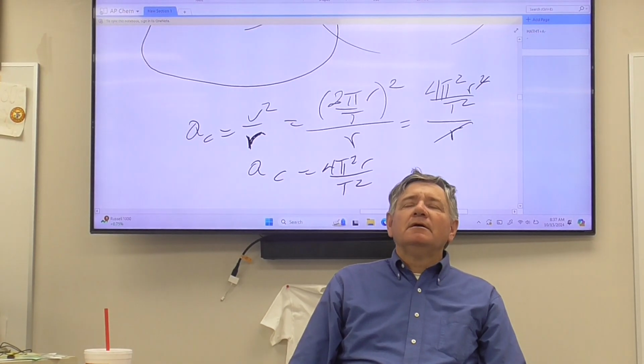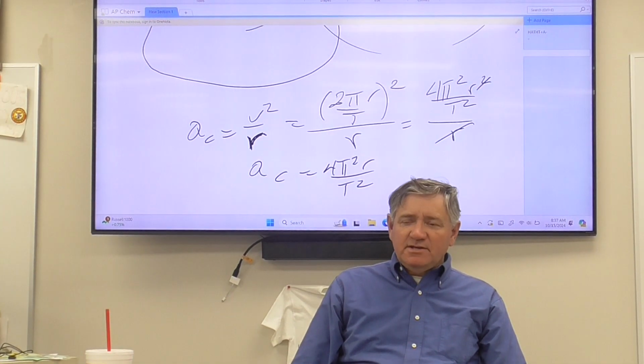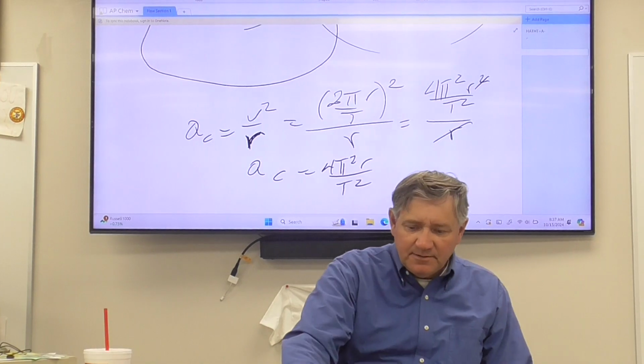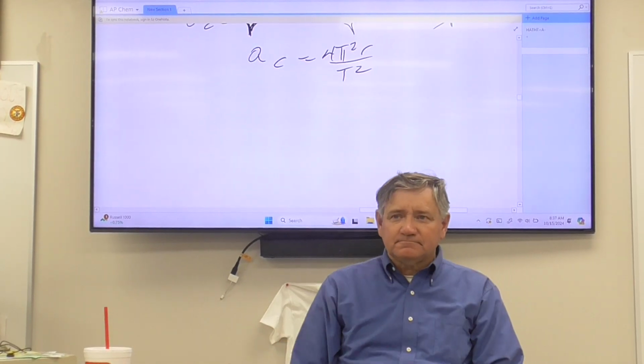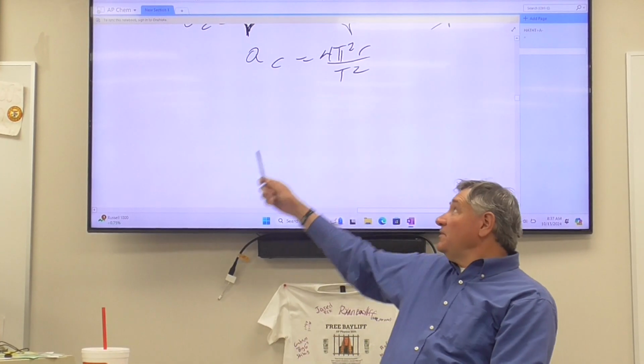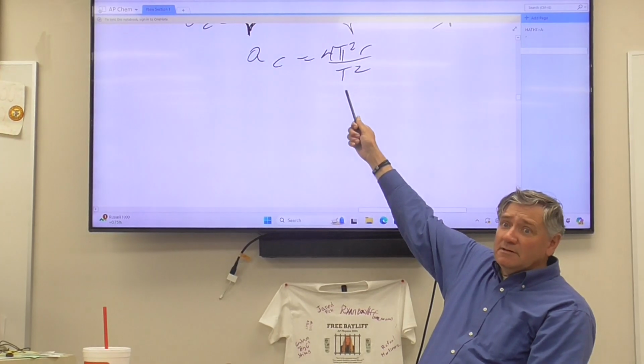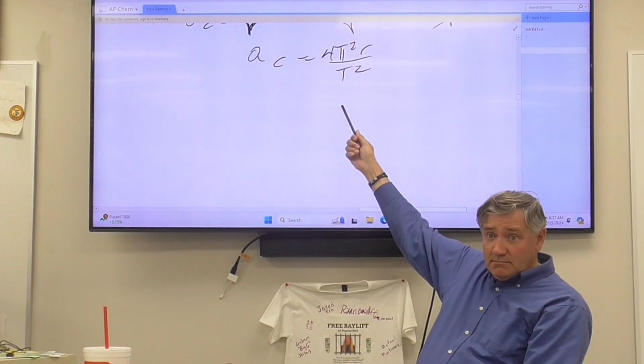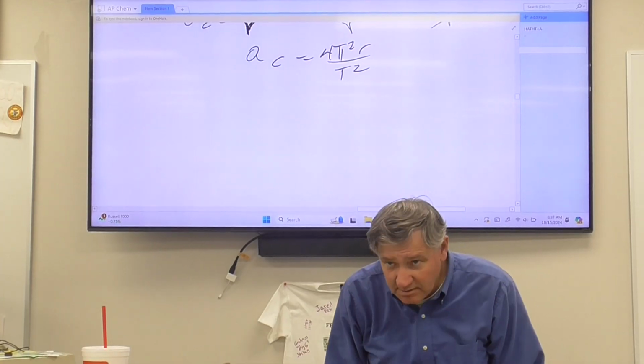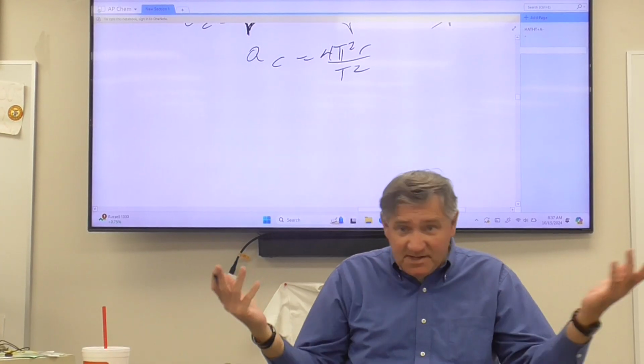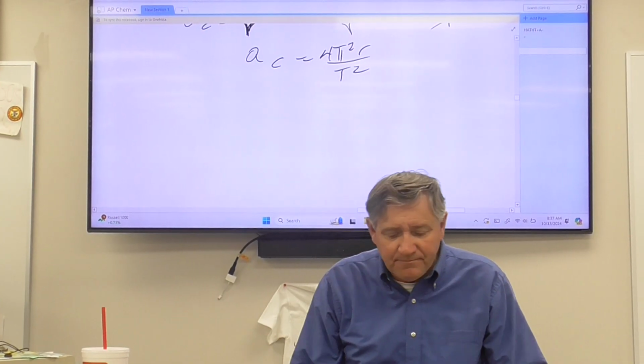Now, Preston, do I still get the correct units of meters per second squared? Yes, because what's the only unit on the top? Meters. And then I'm going to divide by T squared. So I get meters per second squared. If it doesn't, the equation doesn't work.